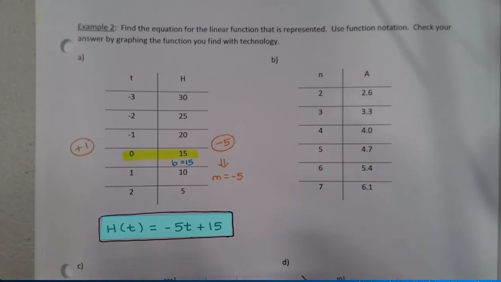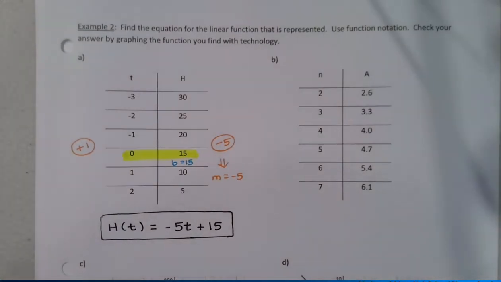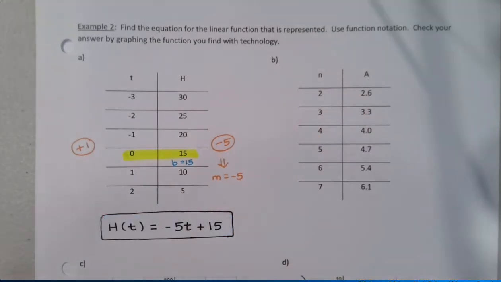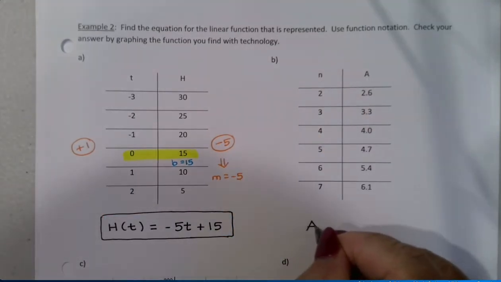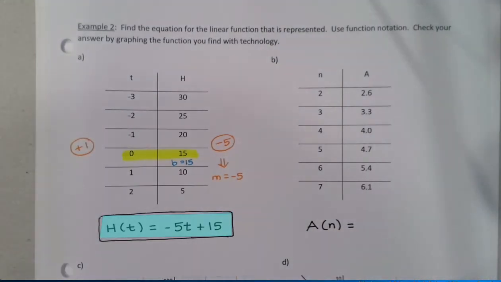All right, what about over here? If you want to take a moment and try this one on your own, you might want to pause right now. I'm going to go ahead and get it started. So first of all, I'm going to notice input n, output a. So my function is a of n. And then I need to use my table to hopefully figure out m and b.